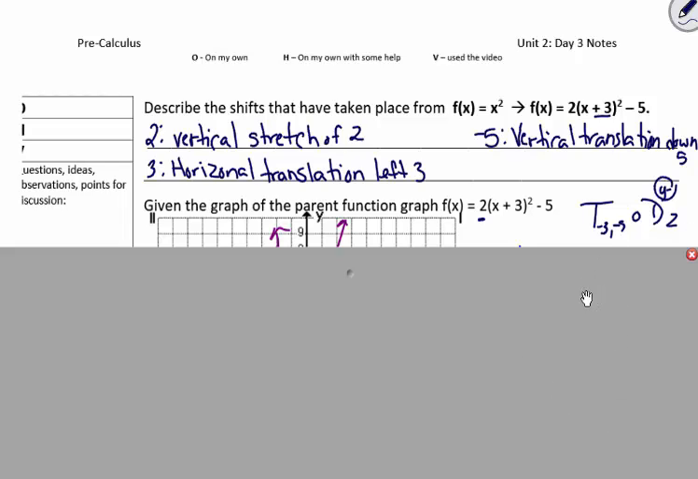So why don't you pause it for a minute, go through. I'd like you to try to come up with your tables. You need to start with the parent function, then you're going to have to do the table for the dilation, and then you can do one table for the translation. You could do them separate if you wanted, but do them together and then check with mine.